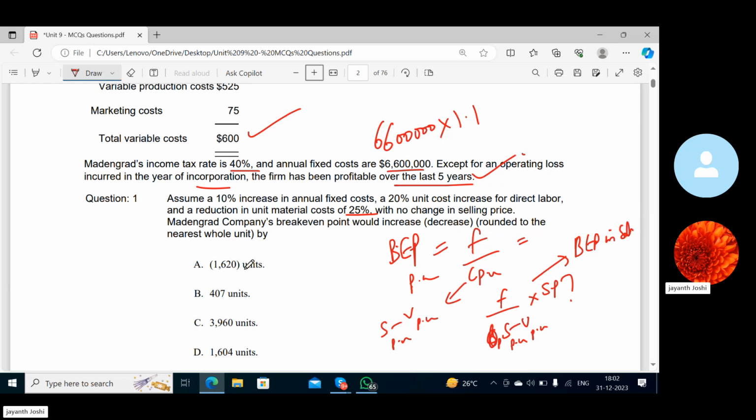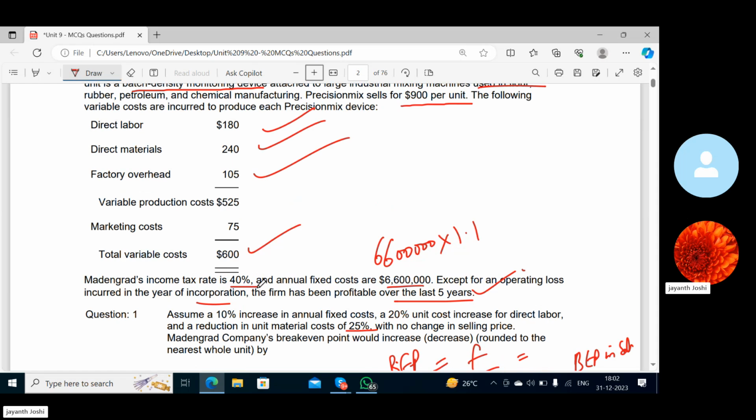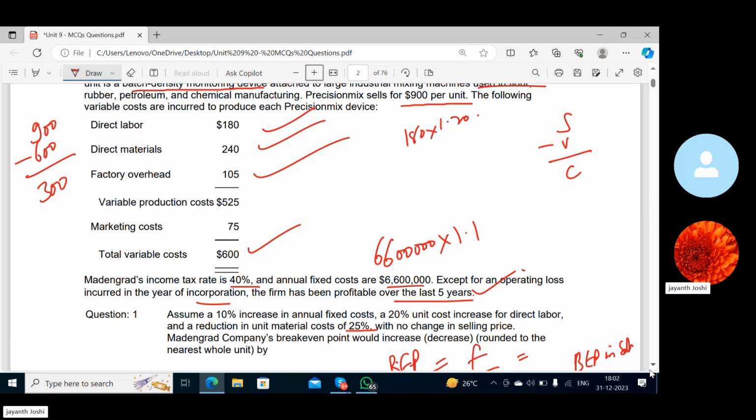Right? So we are concerned with break-even point in units. So we will see the contribution now. Let us do one thing. Let us increase the direct labor by 20%. So 180 into 1.20. And what is the contribution formula? Sales minus variable cost is contribution. Correct or wrong? Yes, sir. What is the contribution right now? 900 minus 600. Isn't it so? It is 300. Correct? Yes, sir. Let us now change the things and do 180 into 1.20 and the metal cost 240 into 0.75. Is it right?